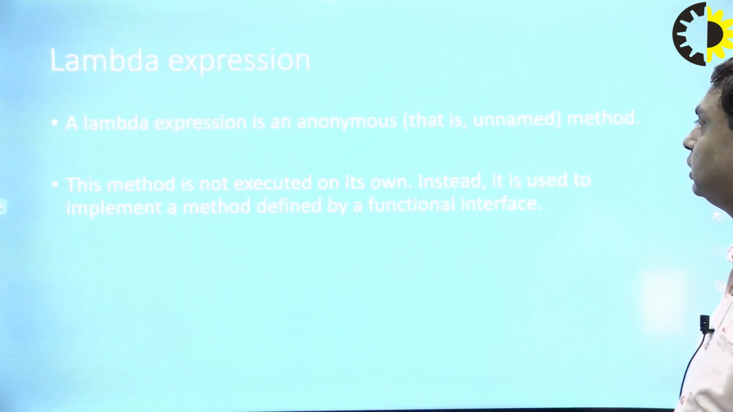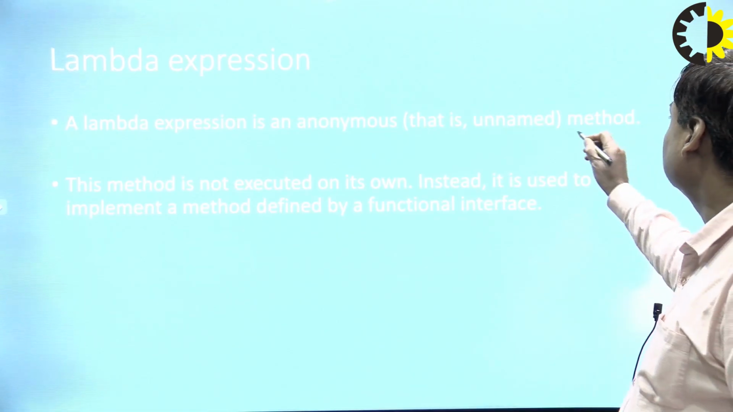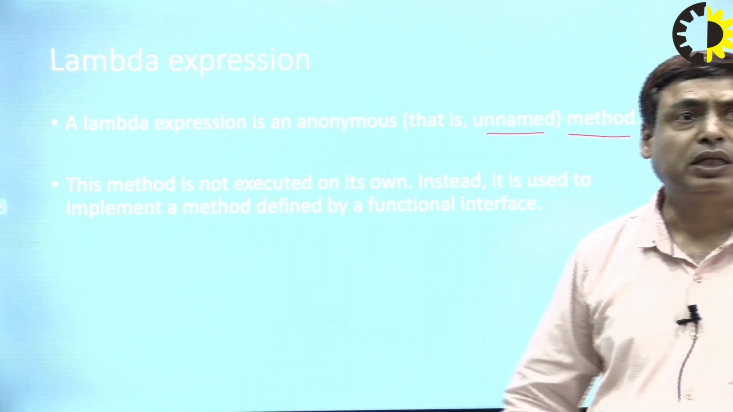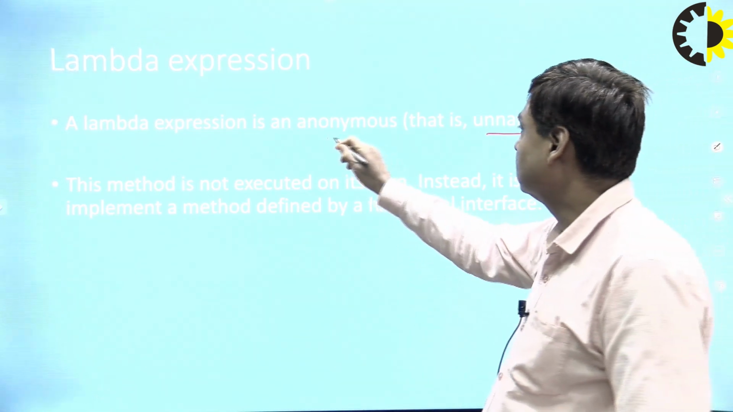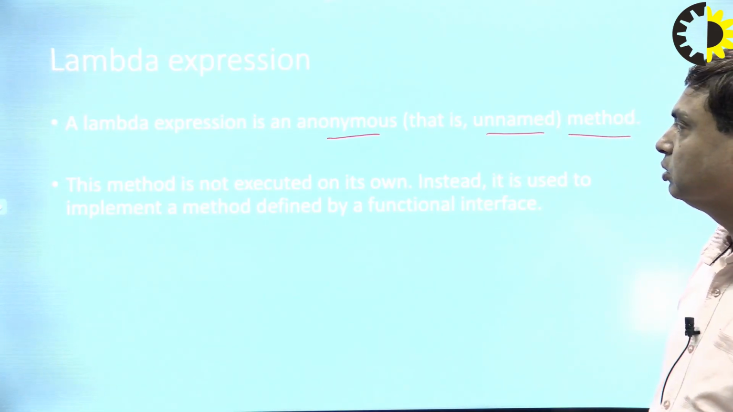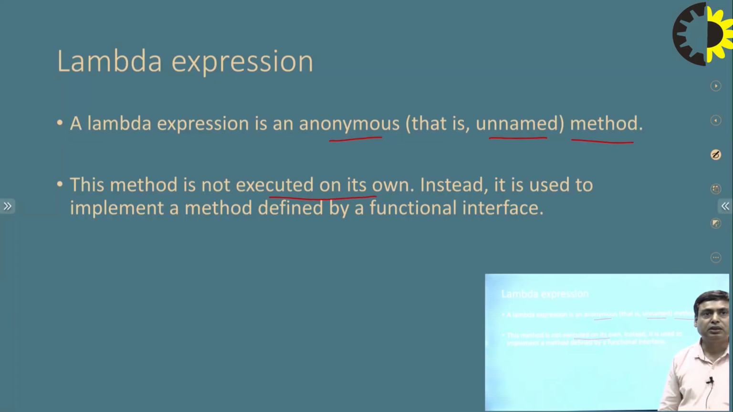The first question is what is the Lambda expression? Basically, it is a method we call an unnamed method. Sometimes it is also called an anonymous method. And this lambda expression is not executed on its own. Generally, you are aware that when we create a method, we call the method to execute it. But in case of lambda expression, it is not possible. It is created but cannot be executed.